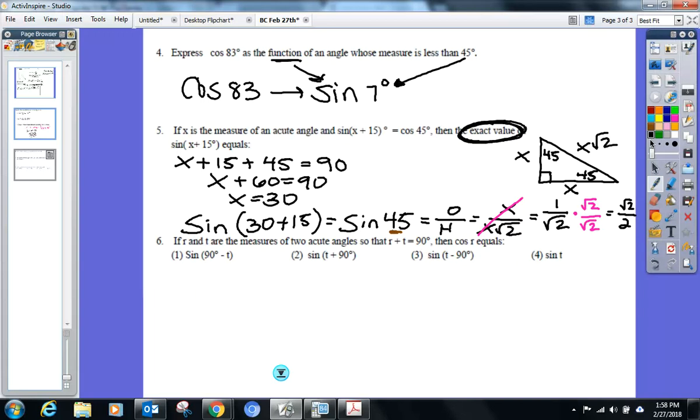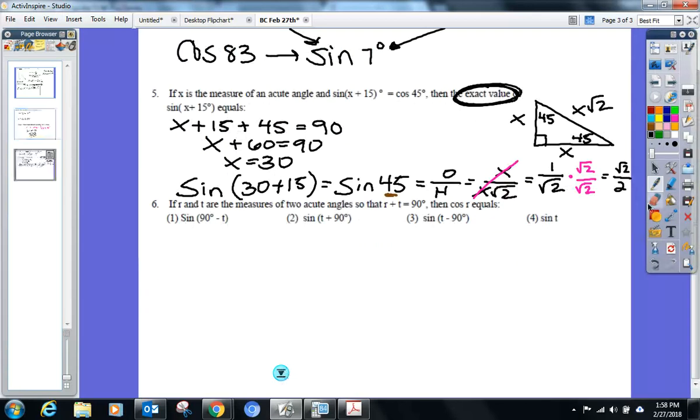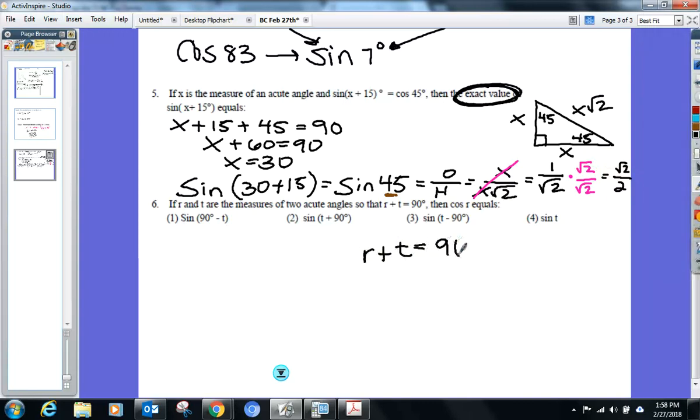Whew. And then 6, and then you guys can get going and finish the homework. r plus t equals 90. I got it. What's the cosine of r equal to? We obviously know it's sine, right? That doesn't help us though.